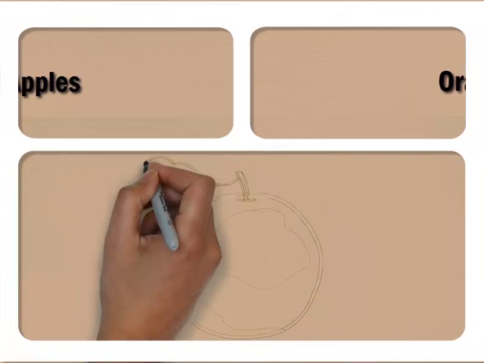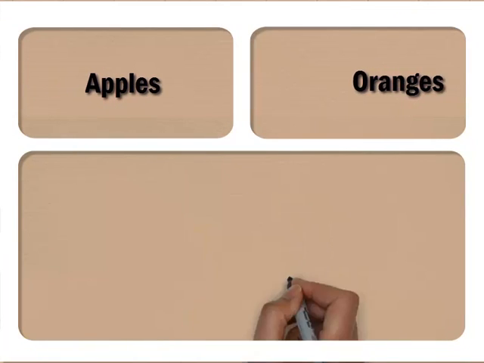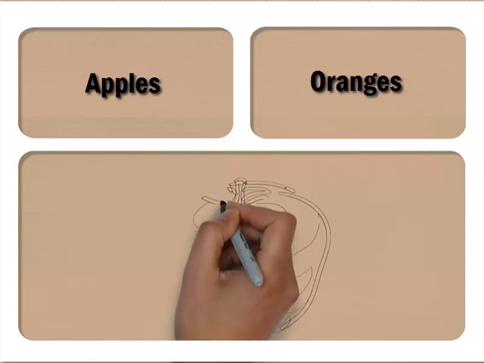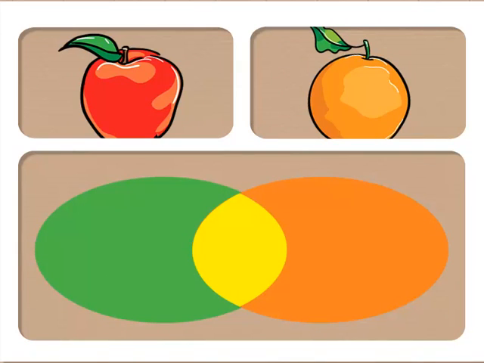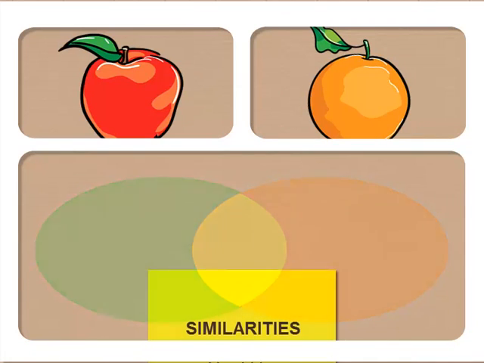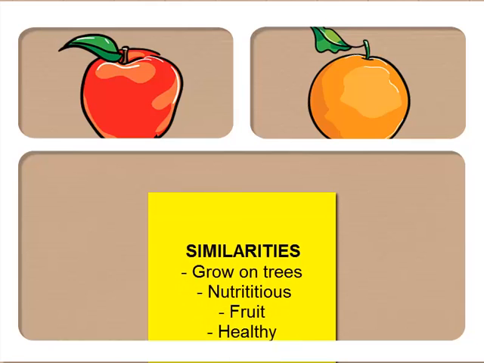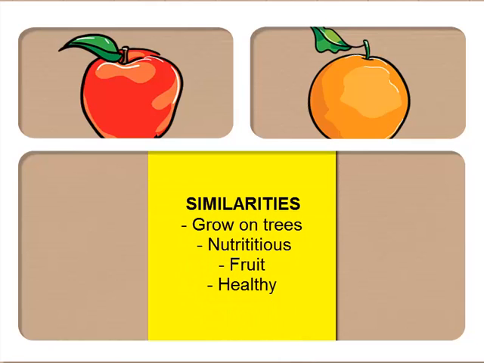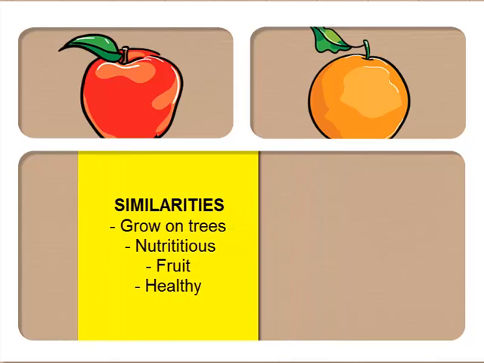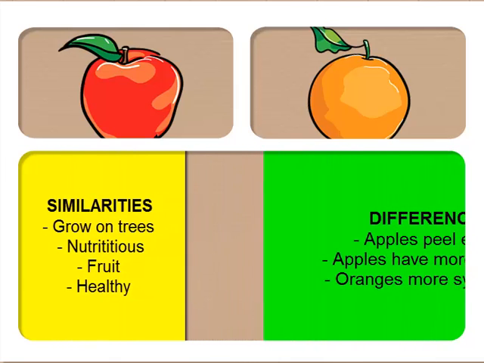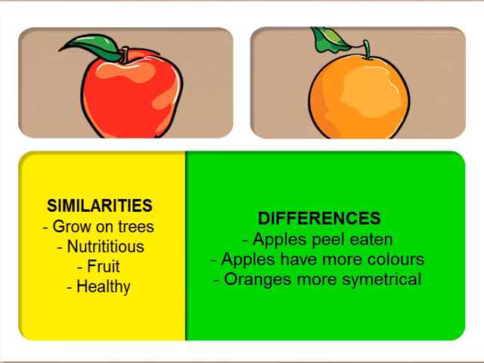Let's now compare apples and oranges. If you consider the Venn diagram again, think about what similarities they have. What might be some differences? For similarities, both apples and oranges grow on trees, both are nutritious, both are fruit, both are healthy. If we think about differences, with apples, the peel is eaten, and apples come in more colors. If we think about oranges, the peel is not eaten, and oranges are more symmetrical than apples.